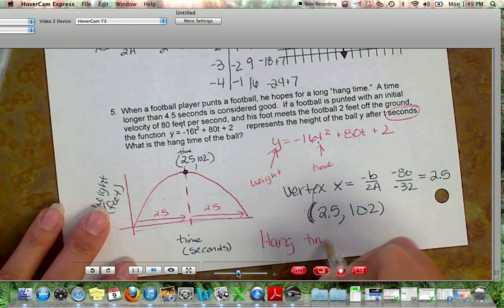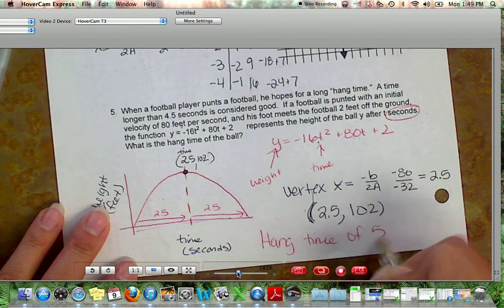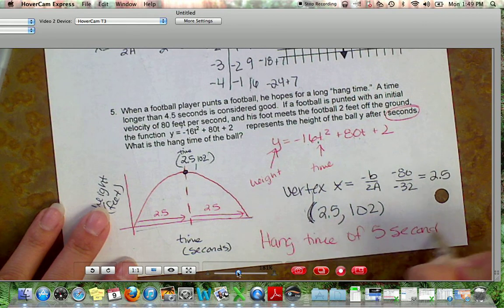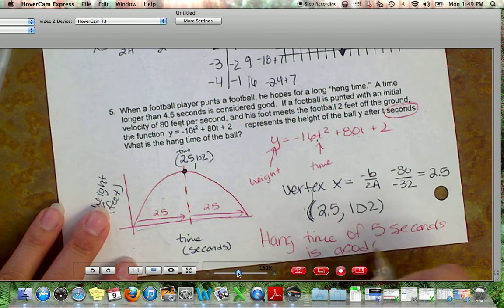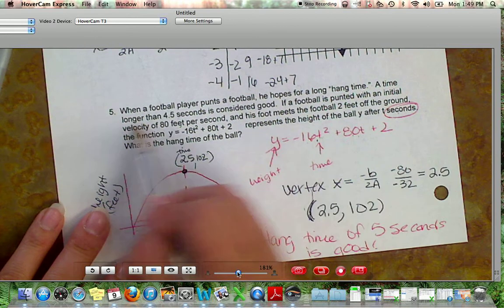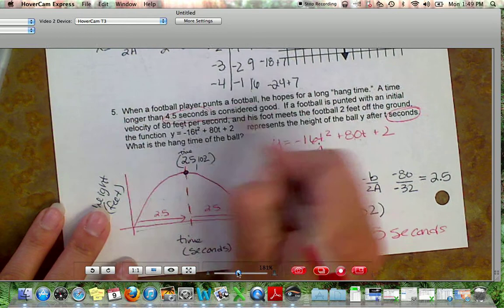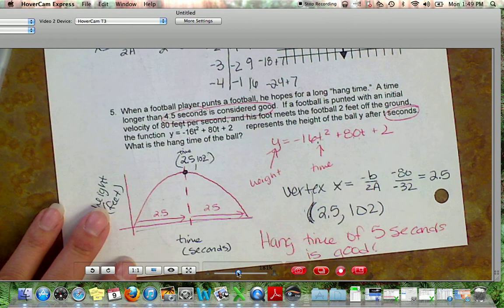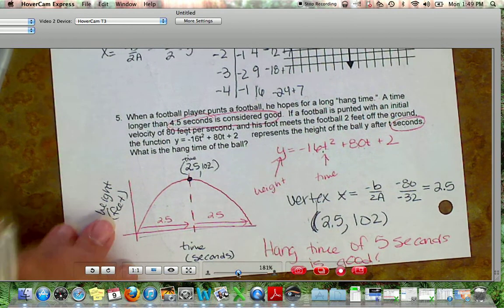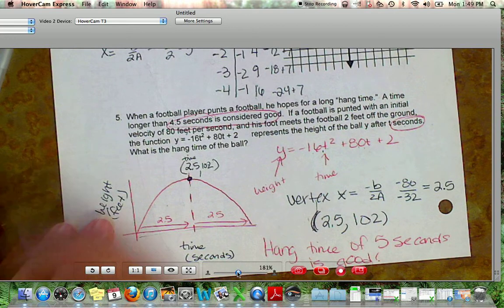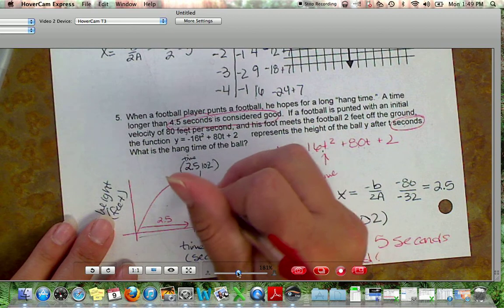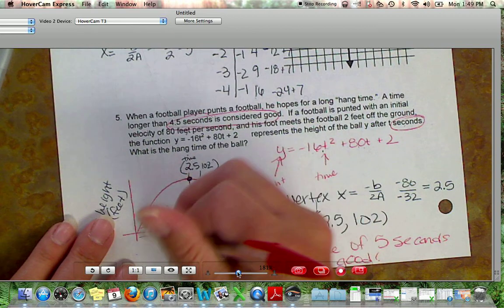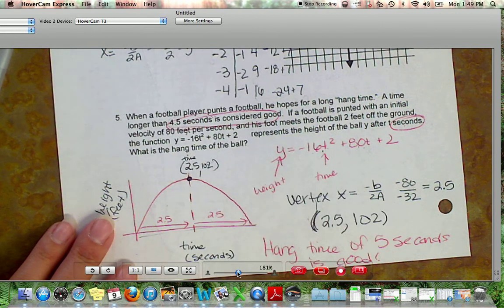of 5 seconds. And that is good, because it says a time longer than 4.5 seconds is considered good. So you want to remember the vertex is the center. So if we can find out how long it takes to get to the top, then we could double it and find out when it hits the ground.